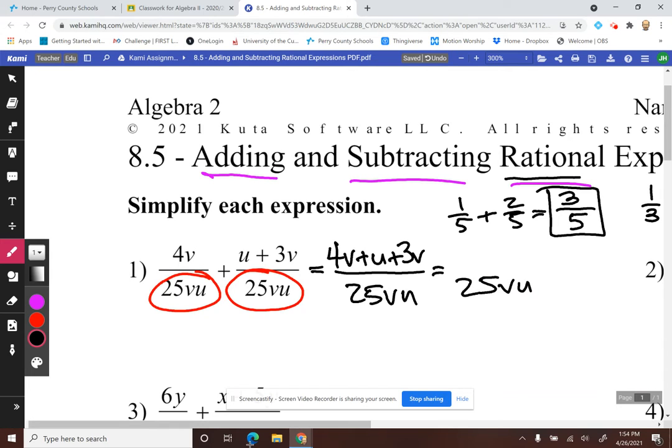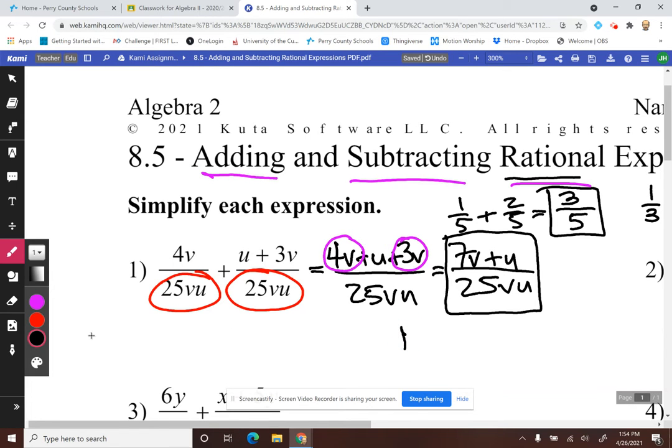So 25VU. But here, you notice I have some like terms here. You notice I have a 4V and I have a 3V. So if we add those together, I'm going to end up with 7V plus U. And again, I don't have any factors that are in common in all 3 terms. It has to be in common in all 3 terms before I can eliminate anything. So this would in fact be my correct answer. Pretty simple, not really difficult at all. Again, we just have to ask ourselves whether we've got a common denominator or not.